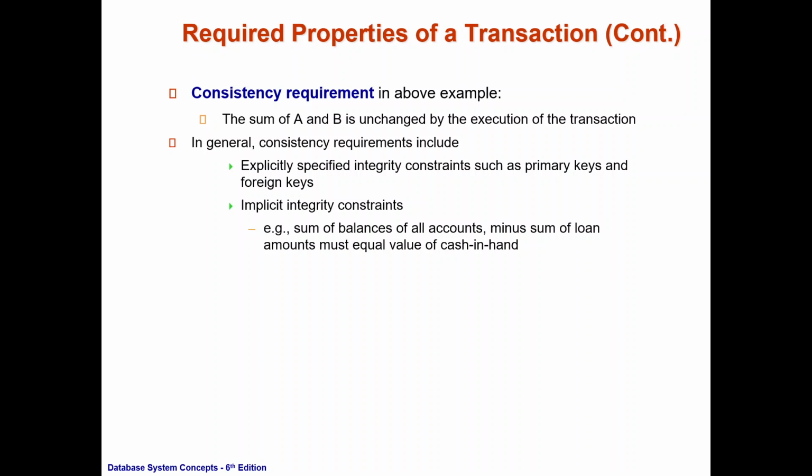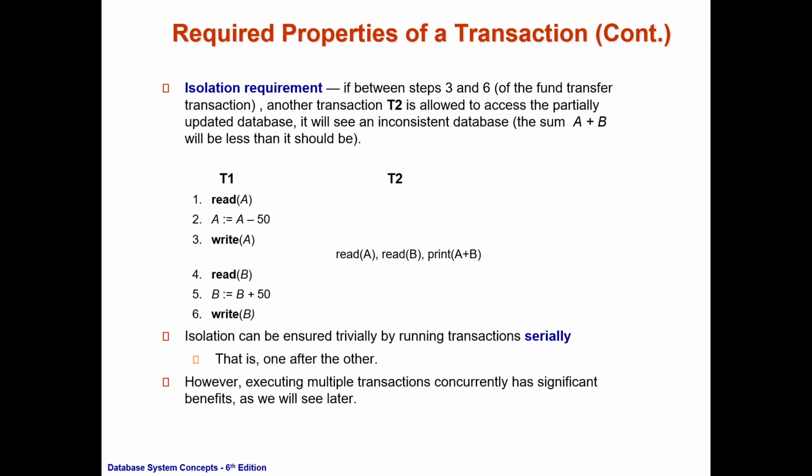Okay, then the isolation. Is it A, C, I? A is for atomicity, C is consistency, D we already saw, and I, which we are discussing now, is isolation.